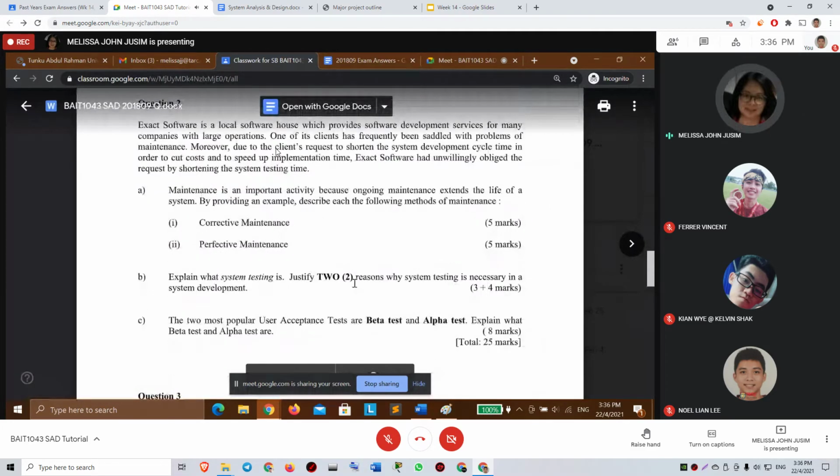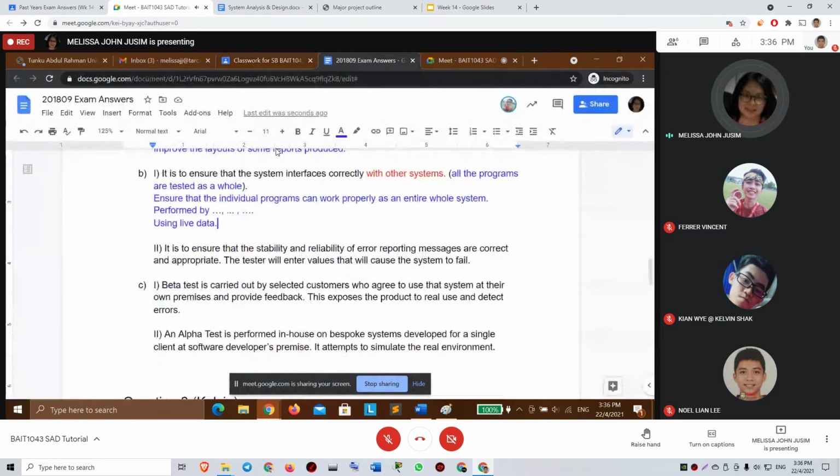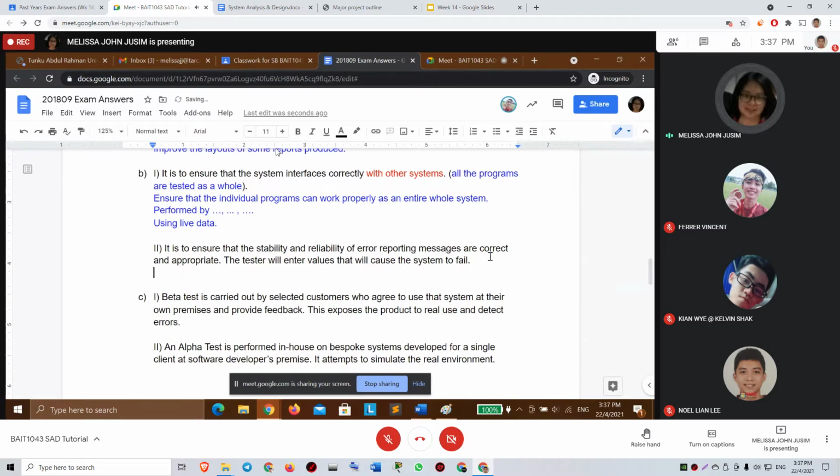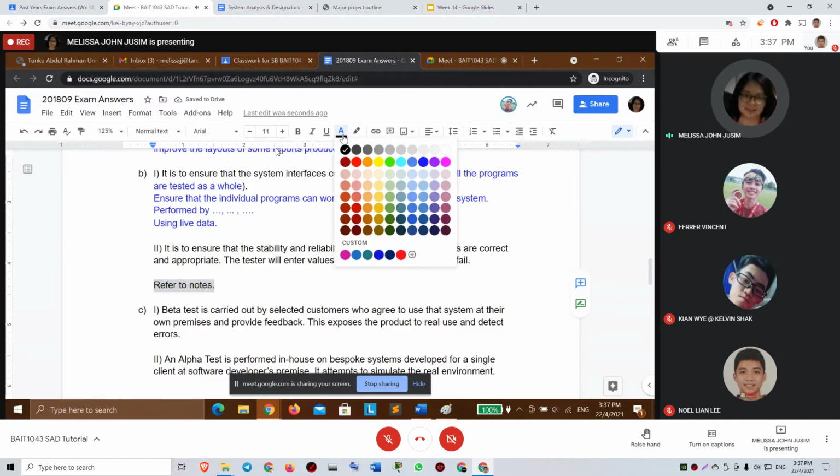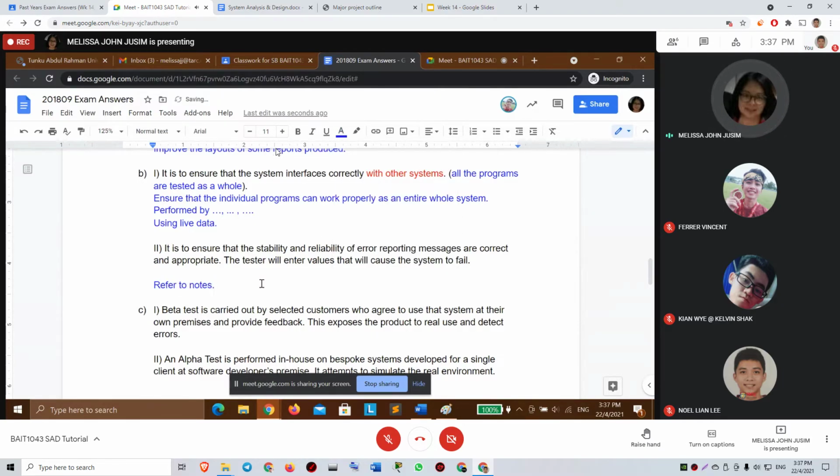Two reasons why it is necessary. Ya, masih boleh dapat markah lah. Okay. I would say refer to notes for the key points, and then you can rephrase your answer there lah. Because we don't want the plagiarism rate to be high. Okay.